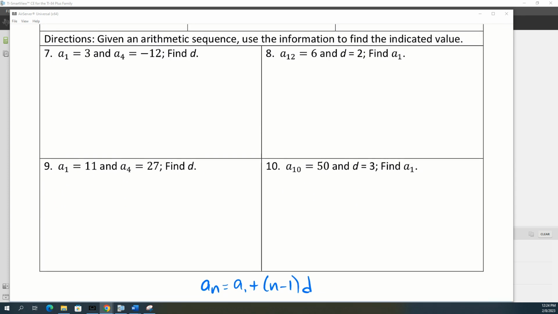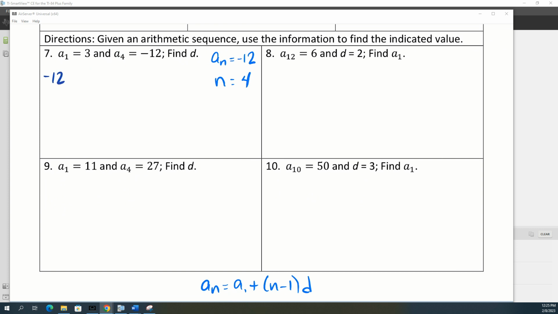All right. And so on number 7, I know that the fourth term is negative 12. So that's going to be my A sub n is negative 12. And then n is going to be this 4. So whatever term that was, that's going to be 4. All right. And then A sub 1, it tells you straightforward, A sub 1 is 3. So I'm going to take those things, I'm going to put them into my formula, and then I can find D.